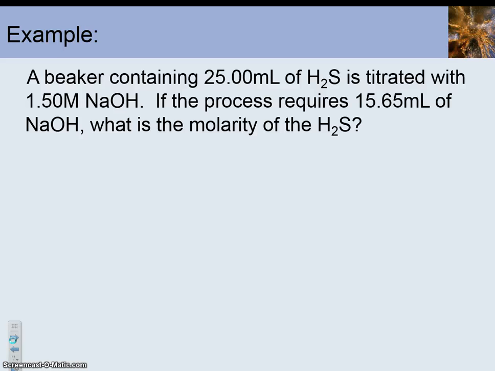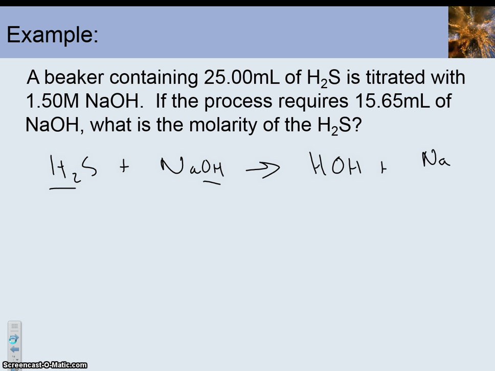So maybe I'm a chemist working in the field, I get a sample of hydrogen sulfide over here. I want to know the concentration there. So what do we do? Well, first I've got to come up with a balanced chemical equation. So I've got to figure out the formulas and the parts going in and out. So I've got H2S plus NaOH. And what are we going to make? Well, double replacement reaction. We're going to make water by combining those two, and then we're going to make sodium sulfide.